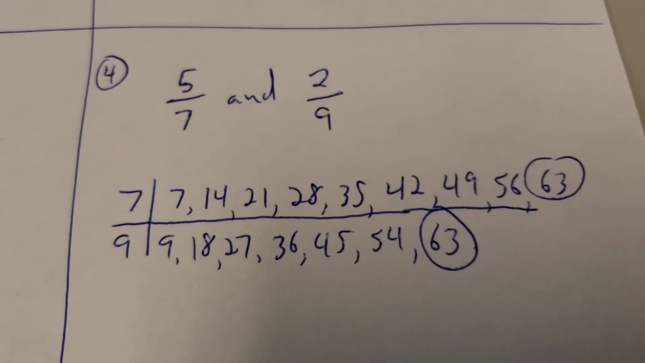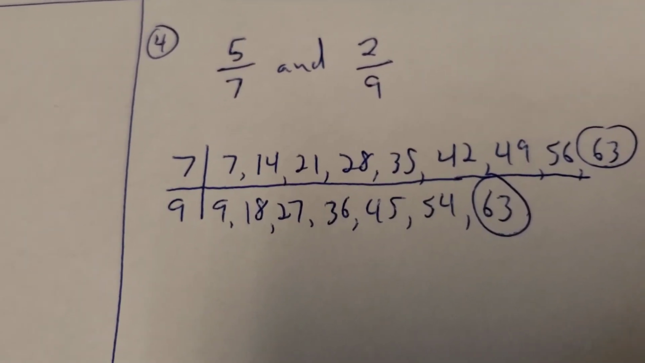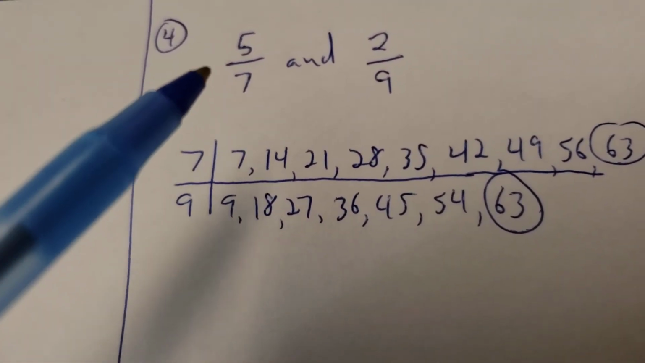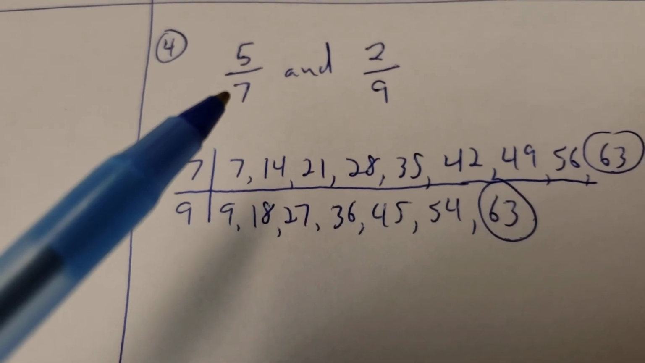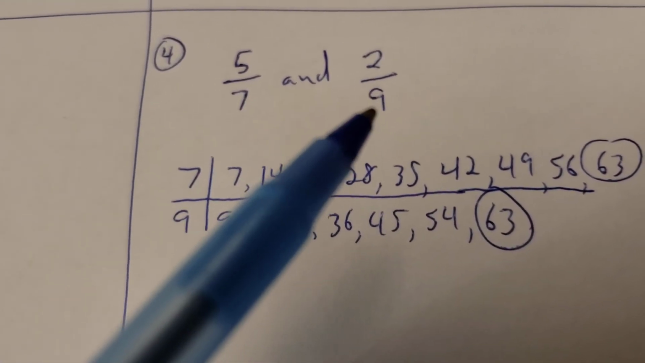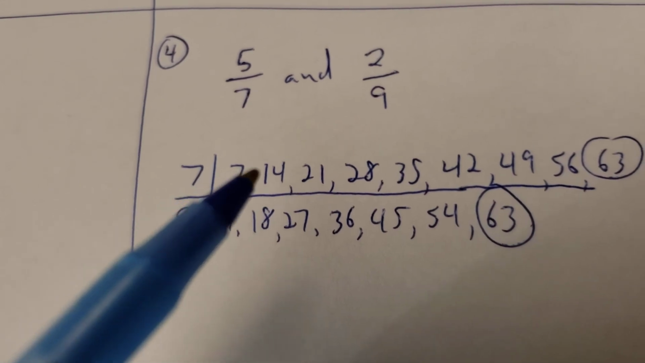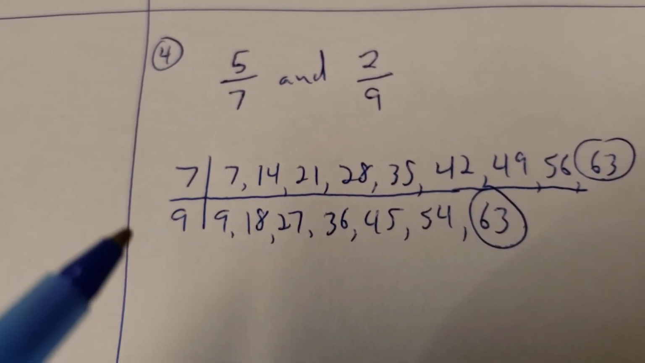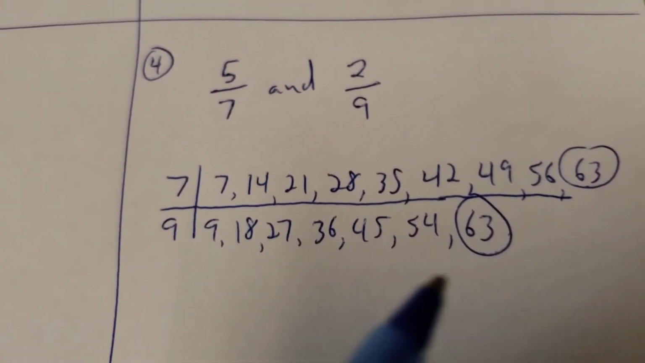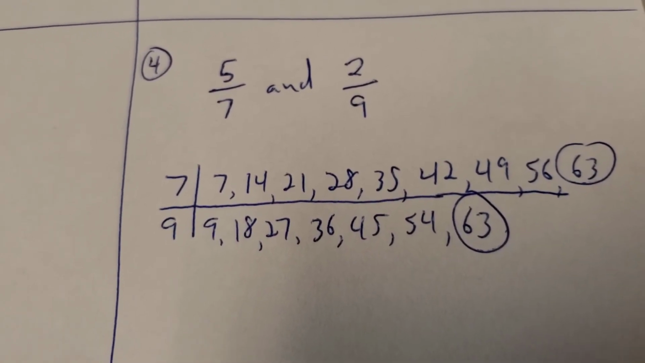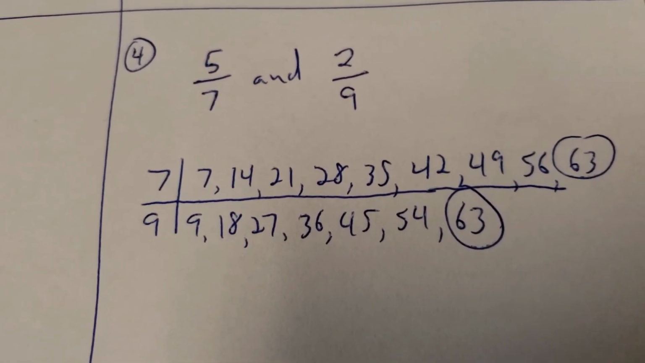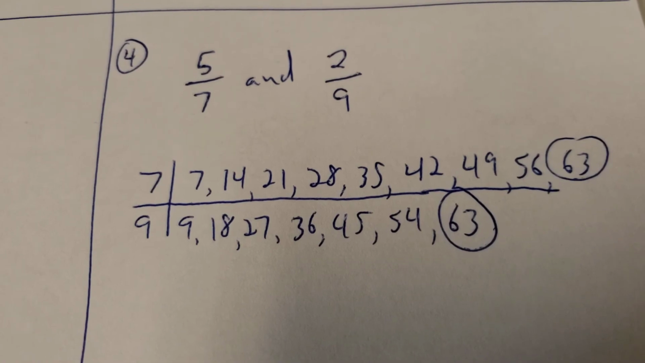And one more for you here. This one's a little bit longer, because sometimes they do stretch out quite a ways. If I'm trying to find the common denominator between 5/7 and 2/9, I list out my multiples of 7: 7, 14, 21, etc., and 9: 9, 18, 27, etc., and I make it all the way out to 63. So the first common denominator between 7 and 9 will be 63.